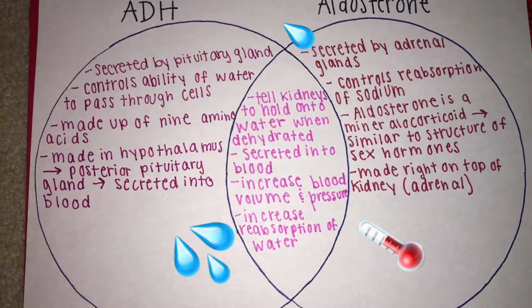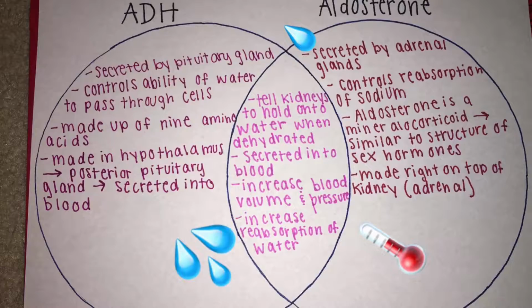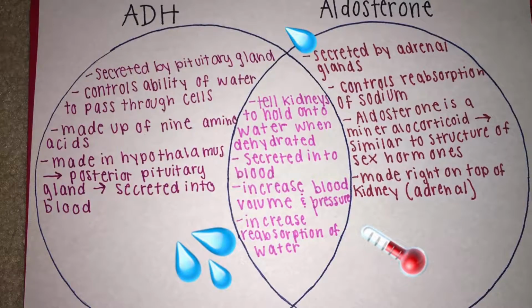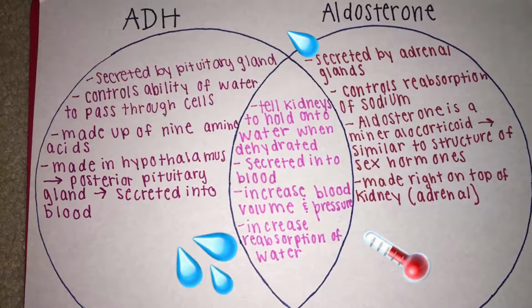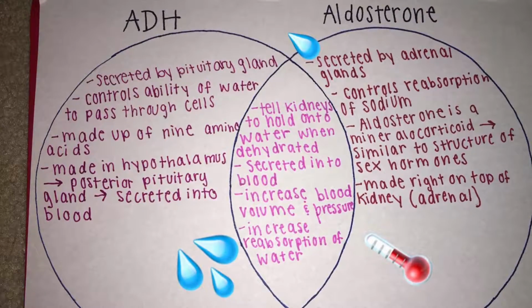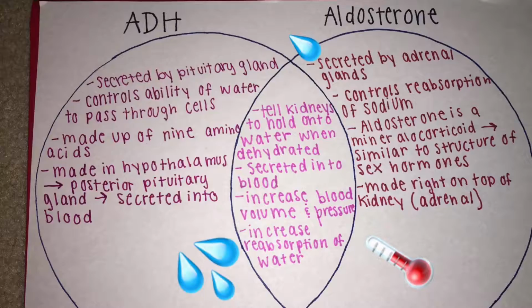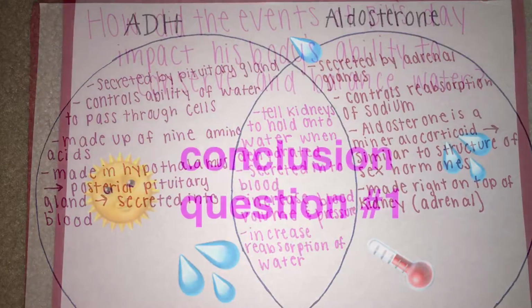They do both result in more reabsorption of water and increased blood volume and pressure. They are also both secreted into the blood to reach the kidneys. When aldosterone signals more reabsorption of sodium, it helps water be reabsorbed too. Ultimately, water cannot be reabsorbed without the presence of sodium.